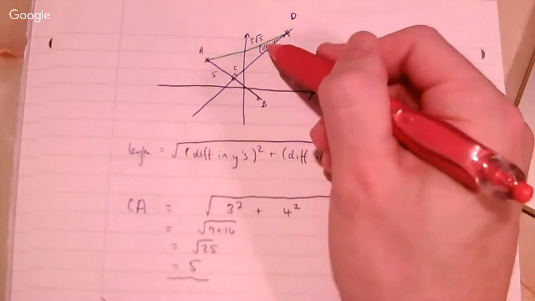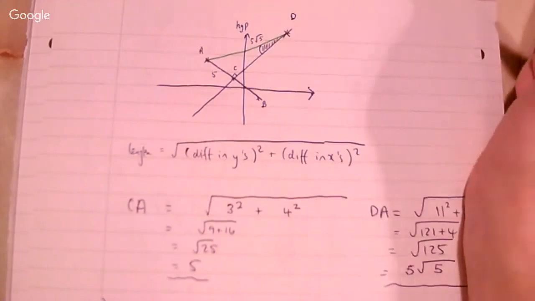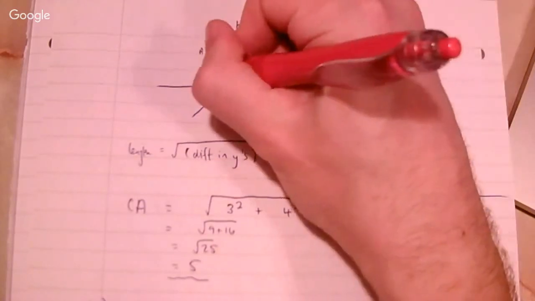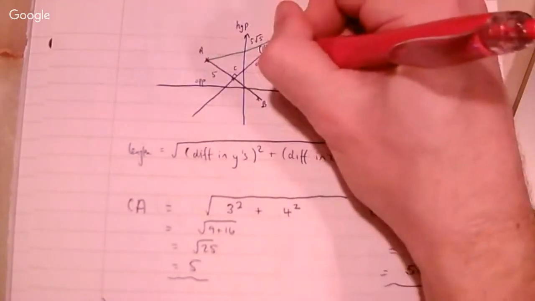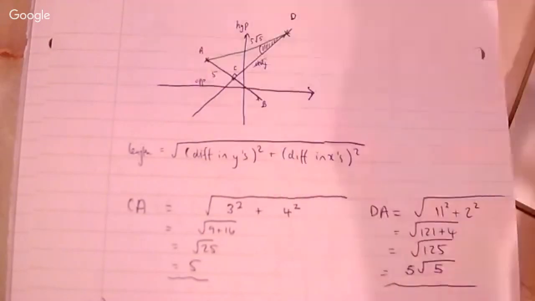So if that's the angle I want, then this would be the hypotenuse because it is opposite the right angle. This would be opposite because it's opposite the angle, and this would be the adjacent. And it's not the adjacent that I've got. I have got the hypotenuse and the opposite.